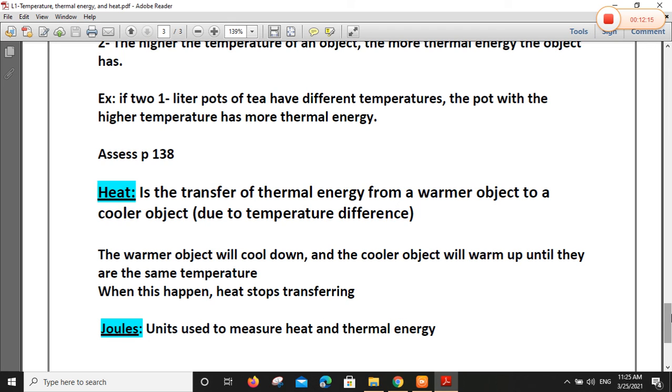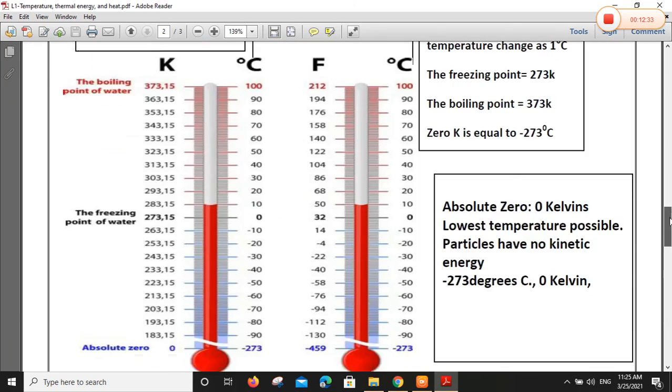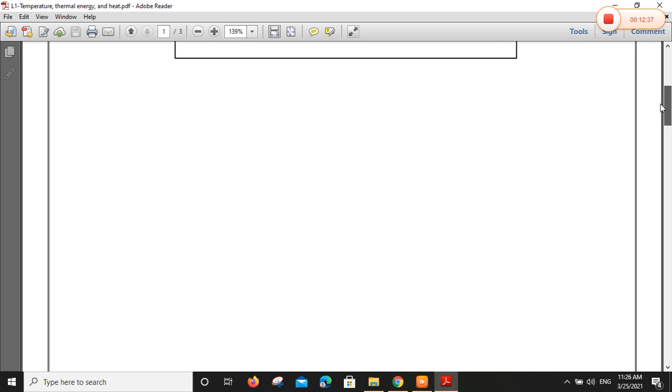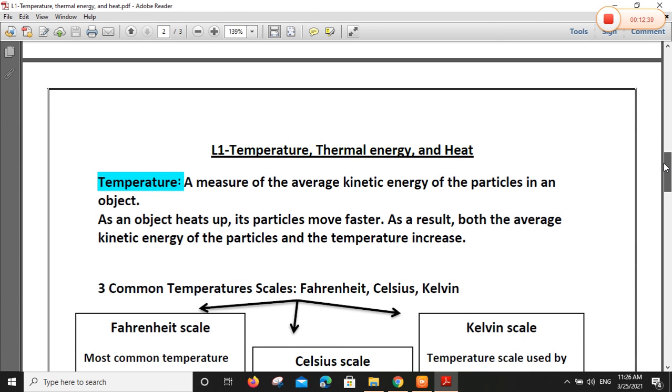We use a unit to measure the heat energy of an object: joule, like kinetic energy, like electrical energy, like potential energy. The unit used is joule. Joule is used to measure heat and thermal energy. Yes, we did thermal energy and heat, the first lesson of this chapter: temperature and thermal energy.